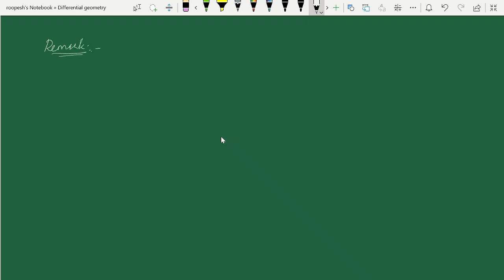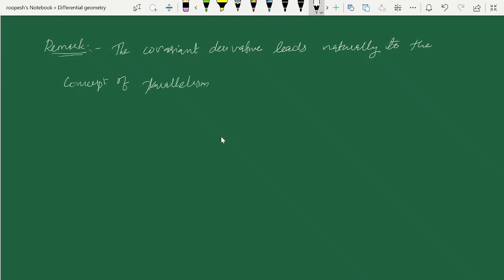Last class we studied covariant derivatives and we have seen that the covariant derivative gives naturally the concept of parallelism on an n surface.